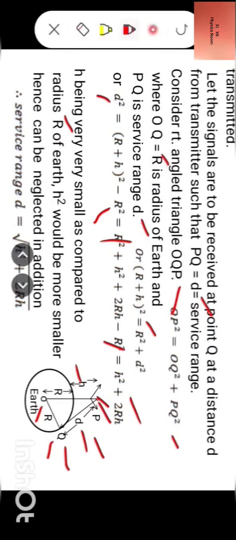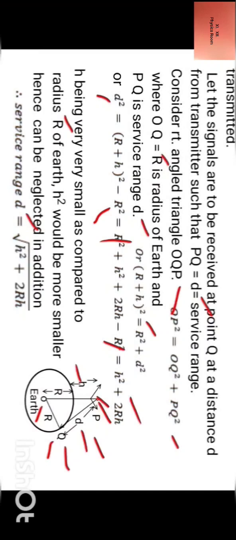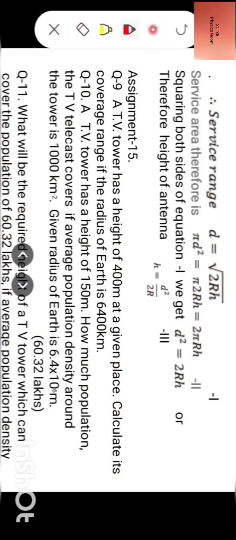I repeat, service range D is equal to under root h square plus 2Rh. Therefore, service range D is equal to under root 2Rh. Let us mark it as equation 1.